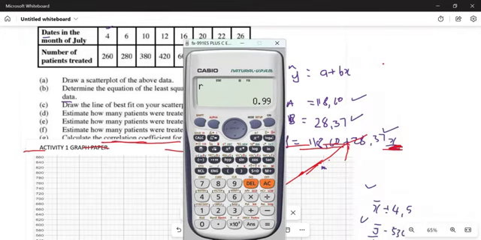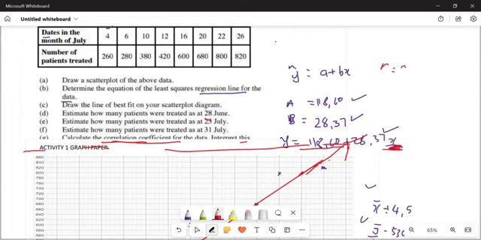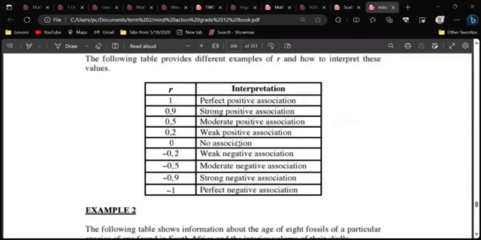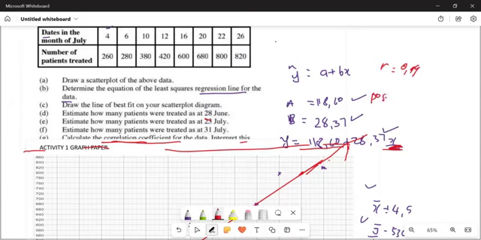So our R is going to be equal to 0.9. It's almost perfect. Can you see that again? Almost perfect. So when we check on our table, this thing here can either be positive or negative. So what is it here? Is it positive or negative? We tell them, okay, we have a positive. Now, because it's positive, it can either be weak, moderate, or strong. What are you going to say? This is going to be strong. So it's positive and strong.